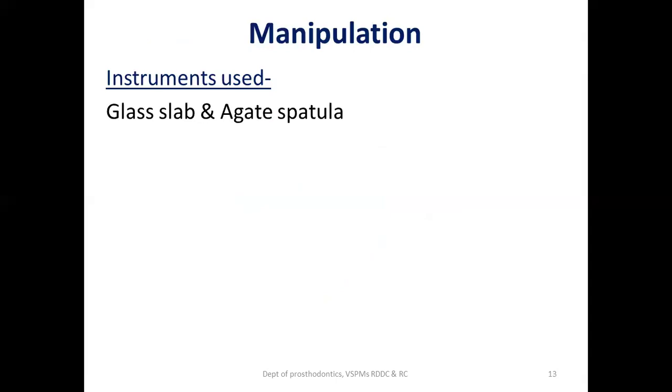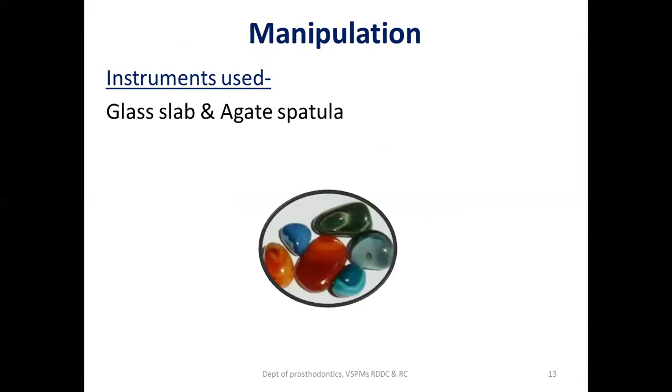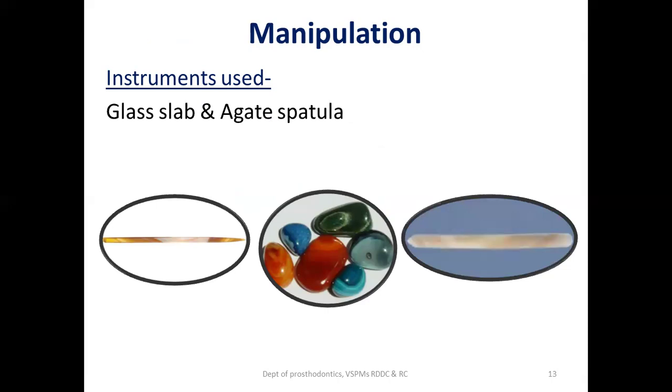Now manipulation. The instruments required for this are a thick glass slab and an agate spatula or a plastic spatula. The agate spatula is nothing but a spatula made from stone. The reason we do not mix this silicate cement with a stainless steel spatula is because the silica particles present in the powder can abrade the stainless steel and give discoloration to the set cement. So either a plastic spatula or an agate spatula is used. Most commonly we use a plastic spatula.